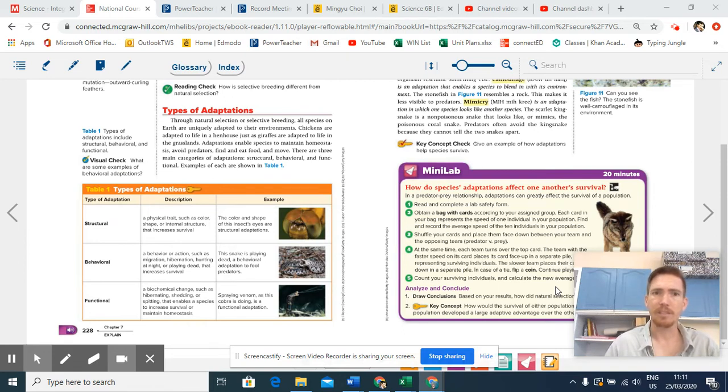So today, let's get on with our lesson. Today we are talking about types of adaptations. I am on page 228 right now in the textbook, and right here, types of adaptations. We learned yesterday that adaptations, specifically beneficial adaptations, really help animals and plants survive or help them grow, right?